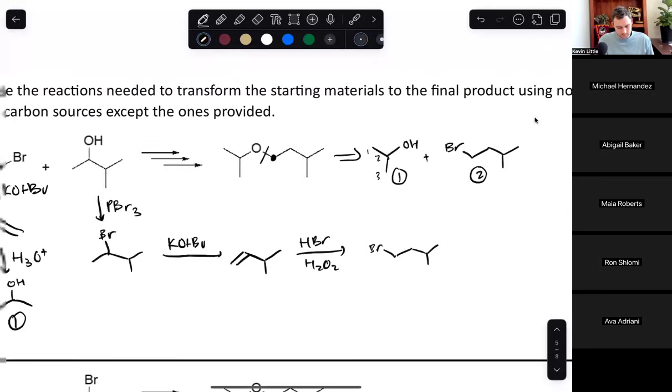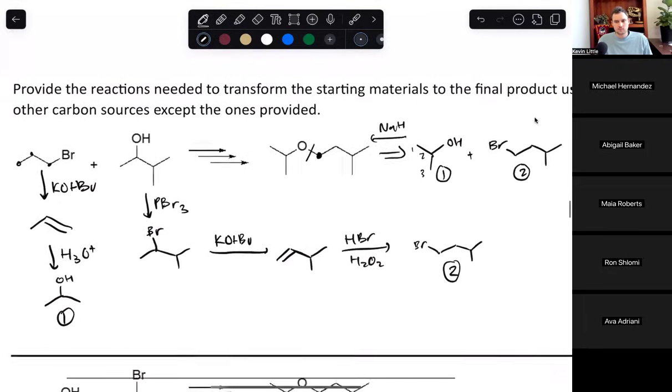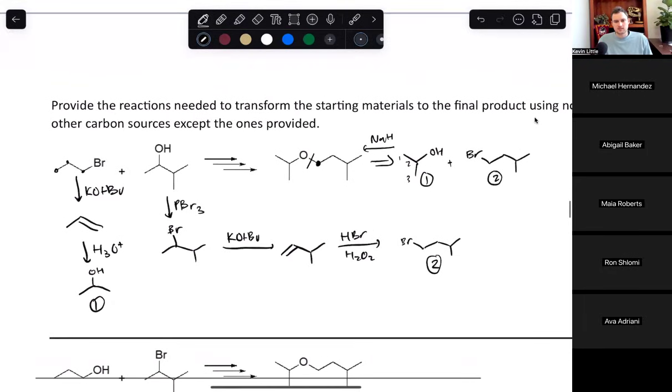All right, which is 2. Having 1 and 2, I can react them together with some base and get my final product. Do you guys have any questions about synthesis?